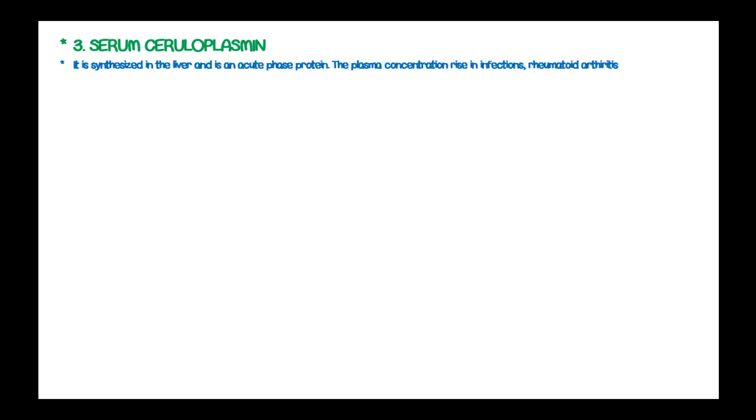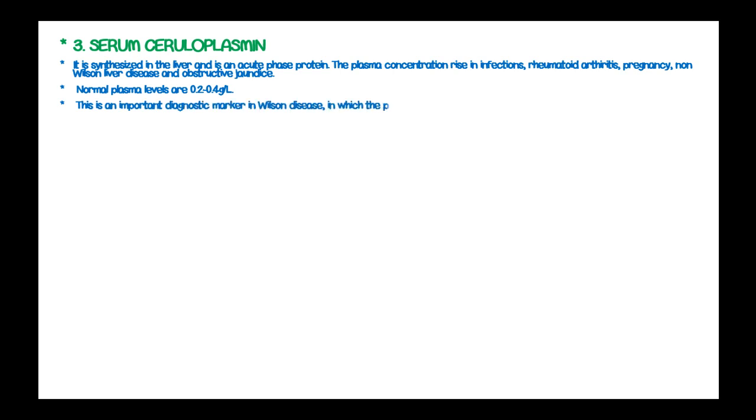Serum ceruloplasmin is synthesized in the liver and is an acute phase protein. The plasma concentration rises in infections, rheumatoid arthritis, pregnancy, non-Wilson liver disease, and in obstructive jaundice. Normal plasma levels are 0.2 to 0.4 grams per deciliter, and this is an important diagnostic marker in Wilson's disease, in which the plasma level is usually low.